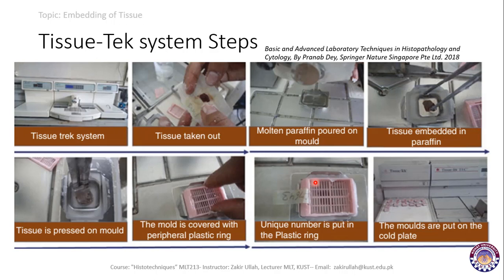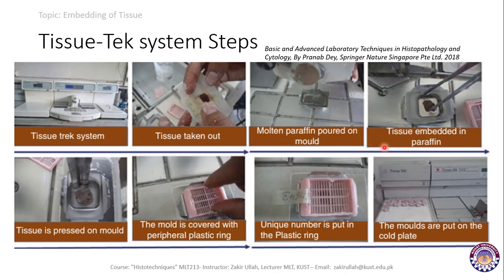This is the image of the tissue tech system. This is the whole system of the tissue tech. First, after fixation of the tissue, it is taken out from the wrapper or from the container in which the tissue is present. After that, the molten paraffin wax is poured on the mold. Here we can see the largest size mold in which the tissue is present.